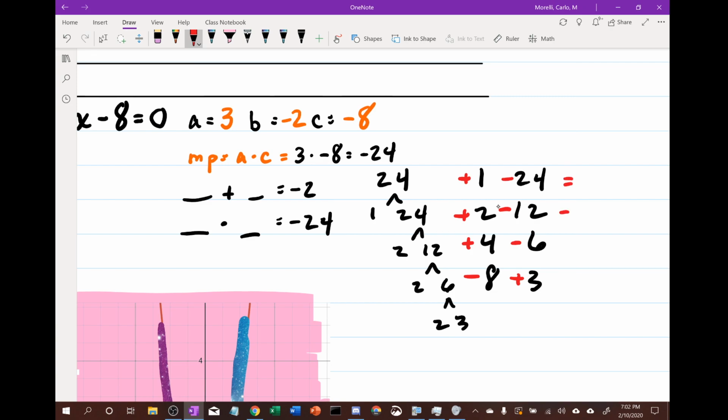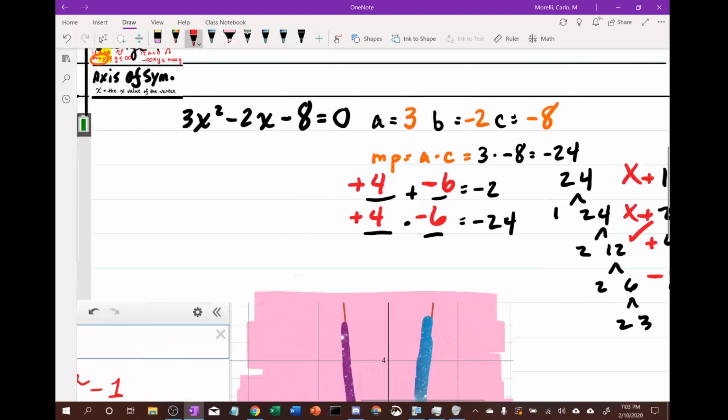I'm guessing it's 4 and 6. Right, but let's add and make sure. So 1 plus -24 is -23. That doesn't work. 2 plus -12 is -10. That doesn't work. 4 plus -6 is -2. That works. So my factors are 4 and -6. So I'll put the signs with them, +4 and -6.